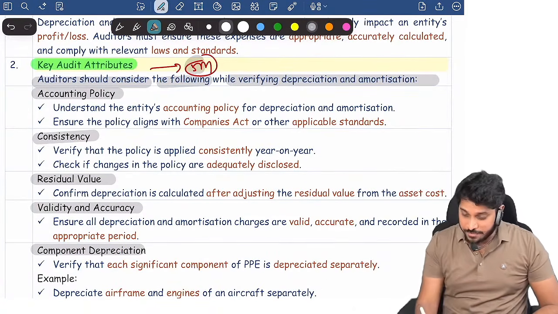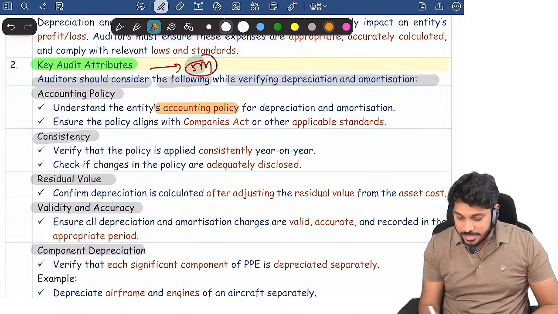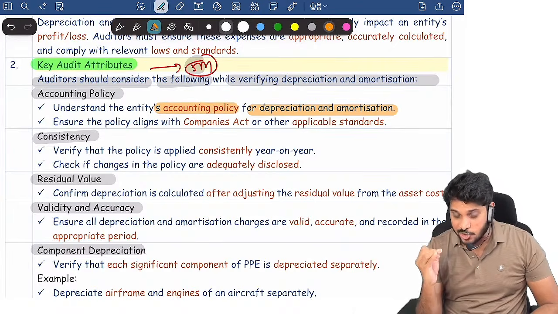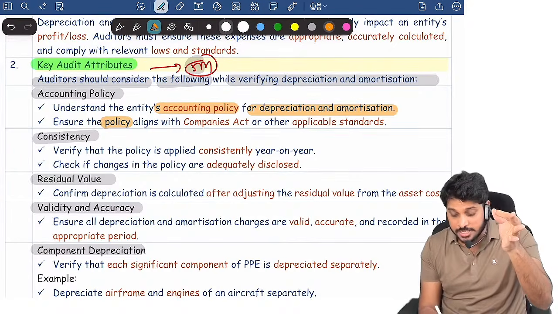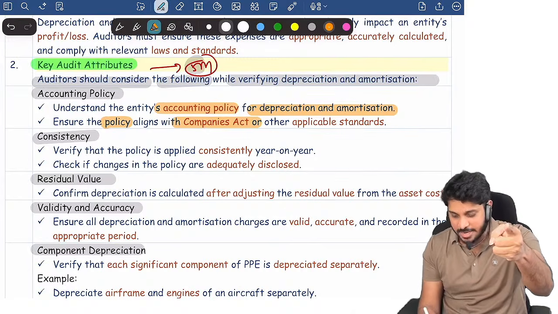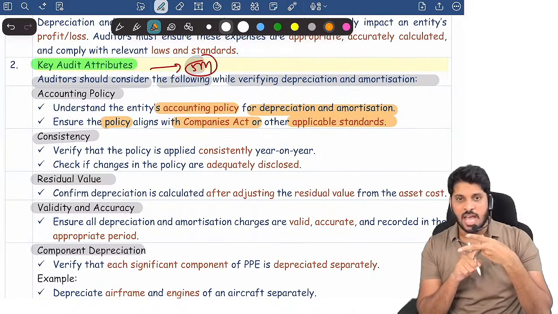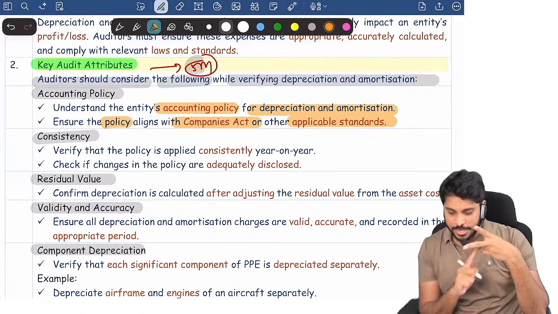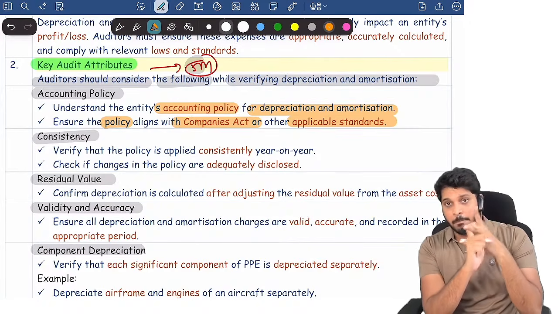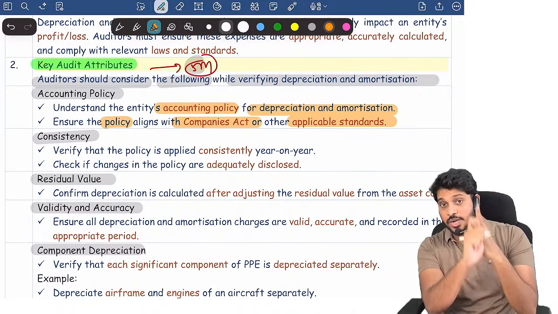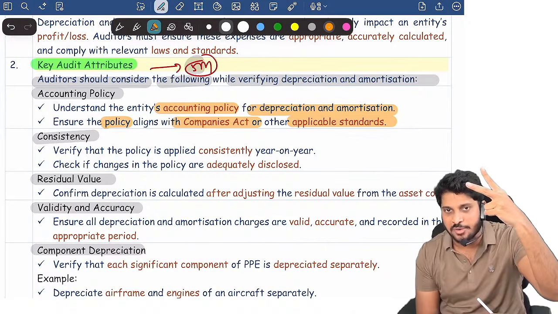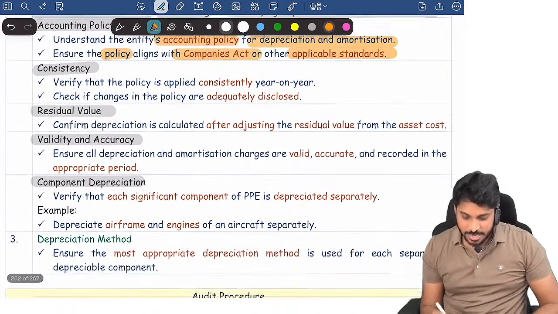Accounting policy. First, what do we need to check in accounting policy? Understand what the accounting policy for depreciation and amortization is. Ensure that the accounting policy complies with the Companies Act and applicable accounting standards. First, understand what accounting policy the company is following, and see that the policy is in line with the Companies Act. See that the policy is matching with accounting standards. 2 points relating to accounting policy. I hope you're clear. Next, consistency.